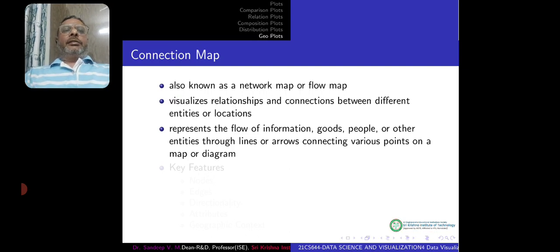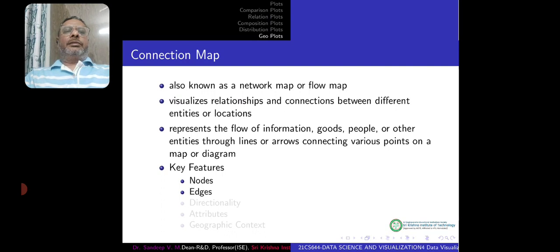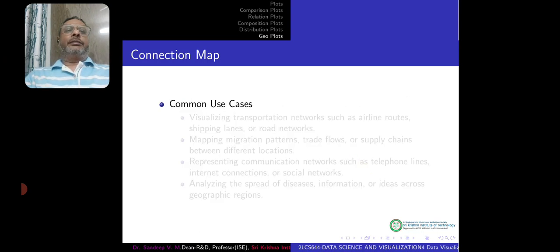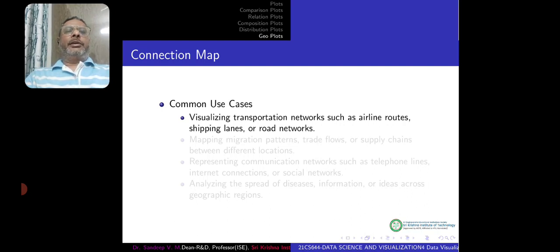It represents the flow of information, goods, people, or other entities through lines or arrows connecting various points on the map or diagram. The key features here are the nodes, edges, directionality, attributes, and geographic context. So, where do we commonly use connection maps?